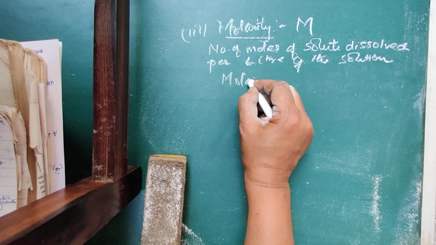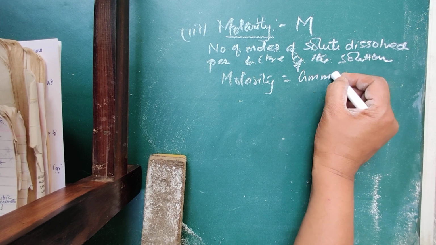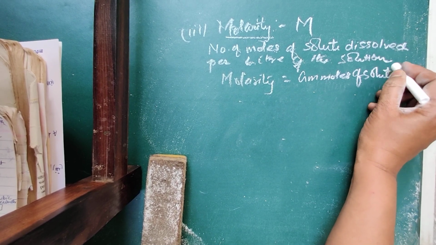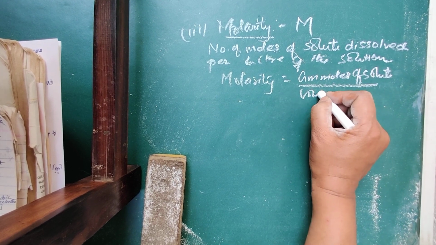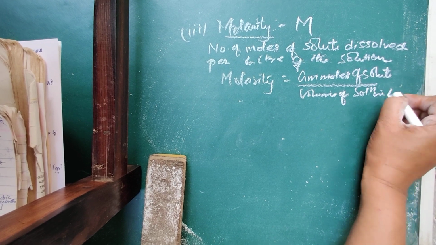So formula: gram moles of solute divided by volume of solution in liter.